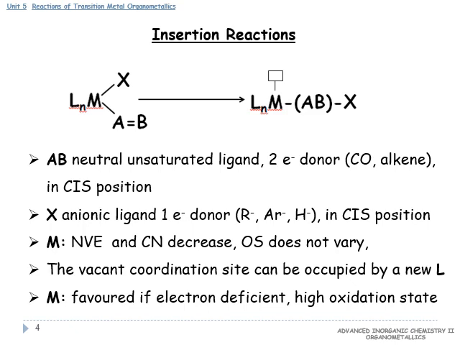The insertion goes along with a decrease of 2 units in the number of valence electrons and also a decrease of 1 unit in the coordination number, liberating 1 coordination site. The metal oxidation state remains unchanged. A vacant coordination site is generated, which can be occupied by a new 2-electron donor ligand. Migratory insertions are usually favored on more electron-deficient metal centers.